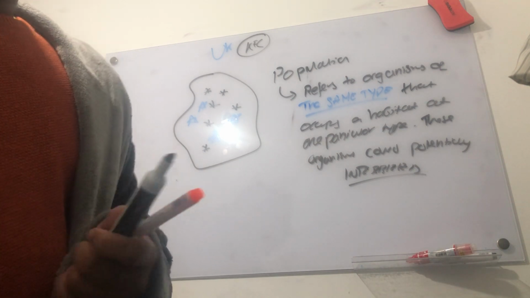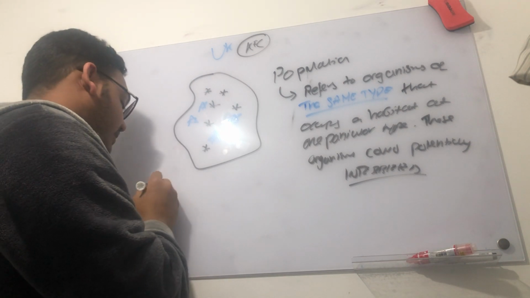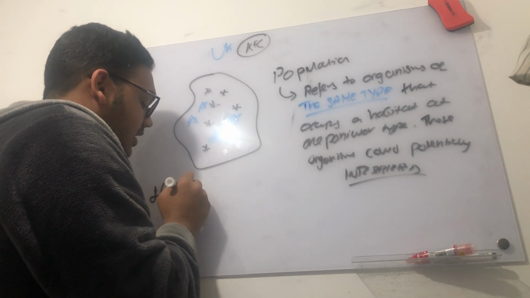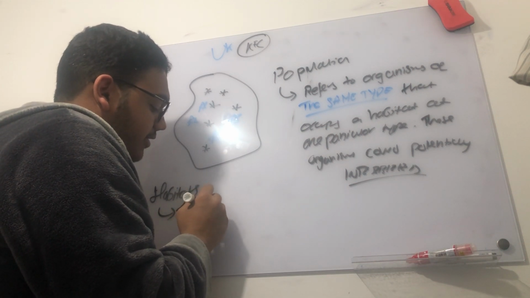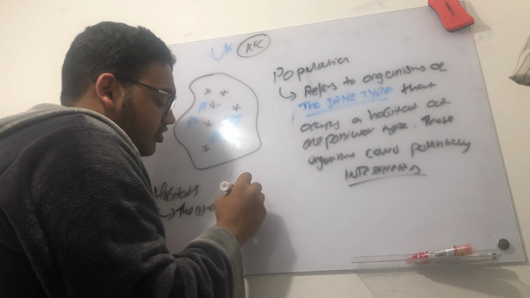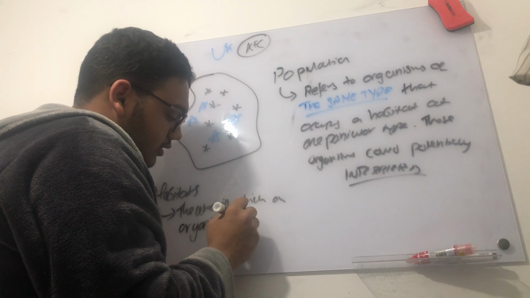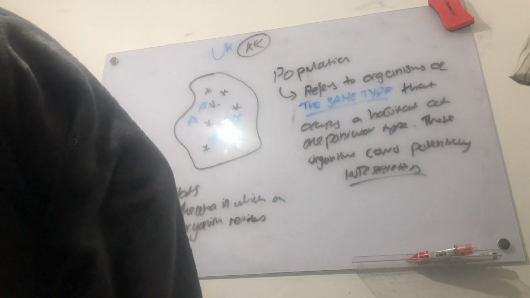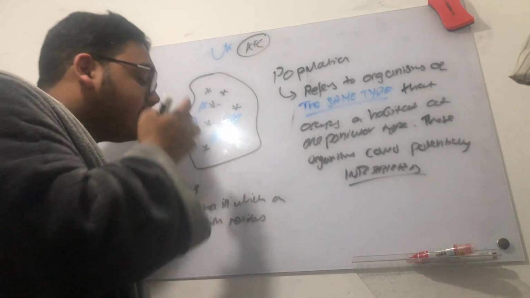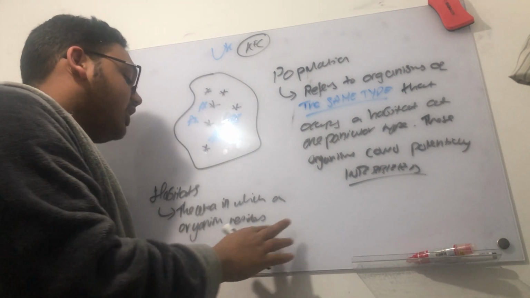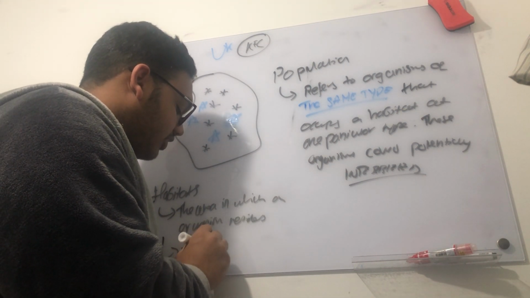The next thing we're going to talk about is habitats. That links in quite well with the habitat part over there. Habitats are pretty self-explanatory: the area in which an organism resides. Another thing you could know is that as well as having habitats, you can have things called microhabitats.